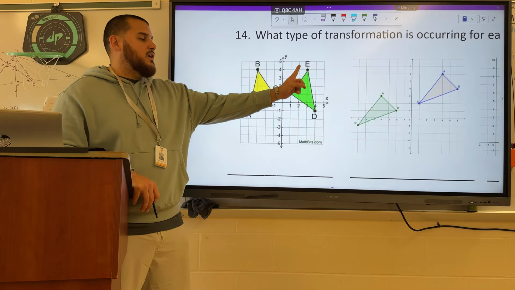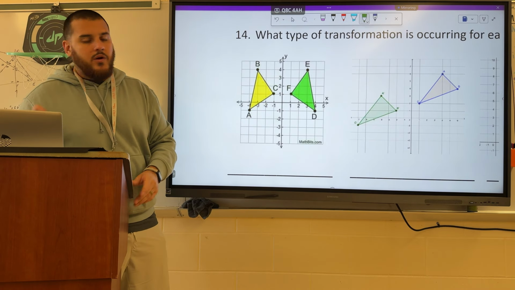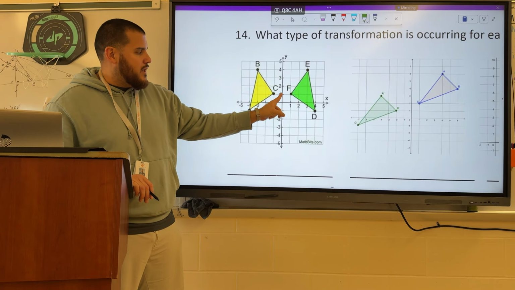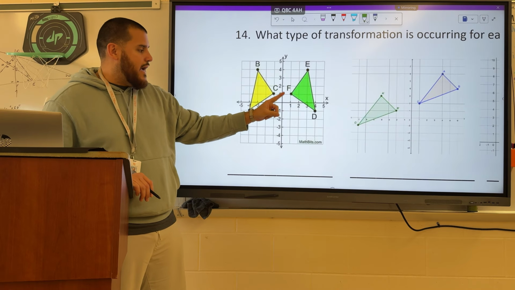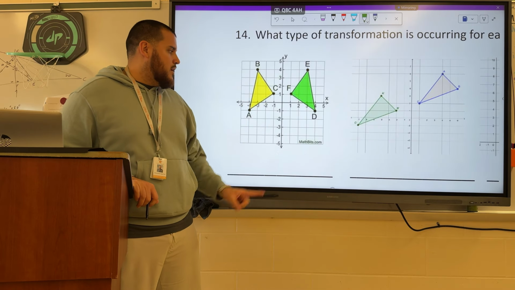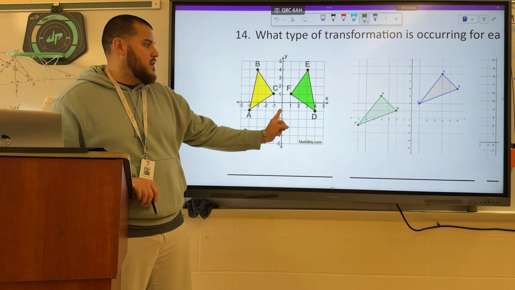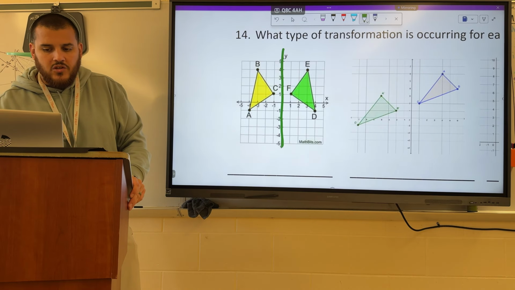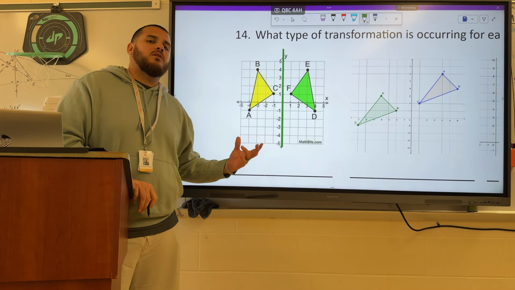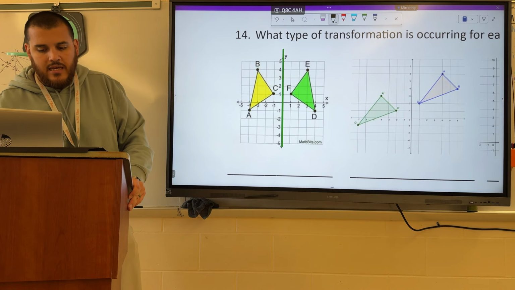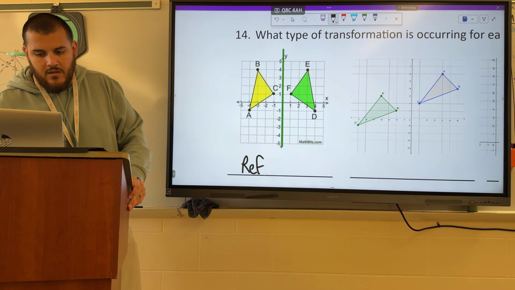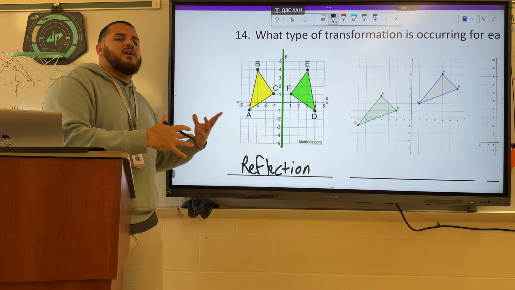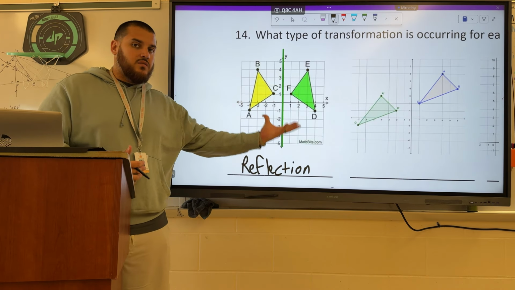So if we're saying B and E correspond with each other, the midpoint would be right here on the y-axis. If C and F correspond, the midpoint halfway would be right there, again on the y-axis. If A and D correspond, their midpoint would be here at 0, -1, which again is on the y-axis. So that means there is a line of symmetry or a line of reflection, which means we can describe this as a reflection. This is a reflection. Notice this question is not asking us for any rules or anything. It's just saying what type of transformation. This is a reflection. It's a flip.